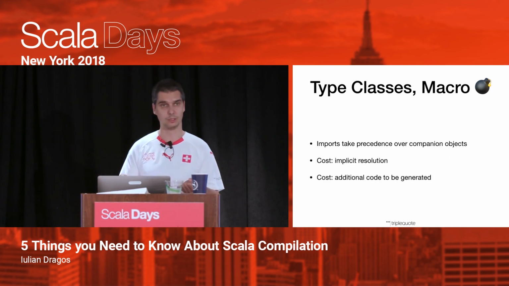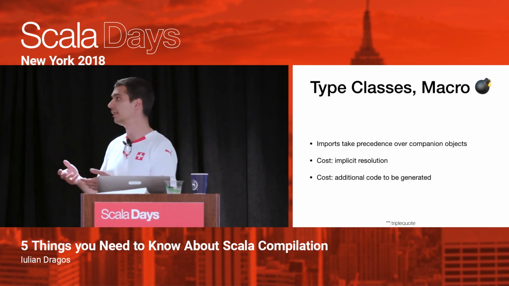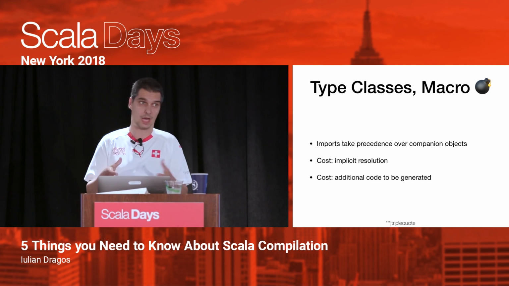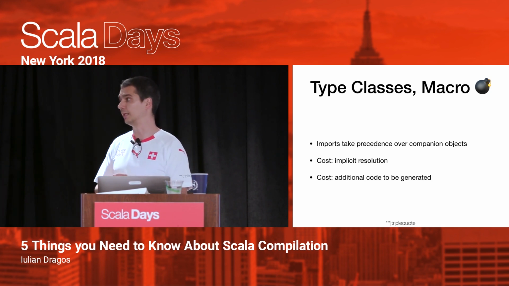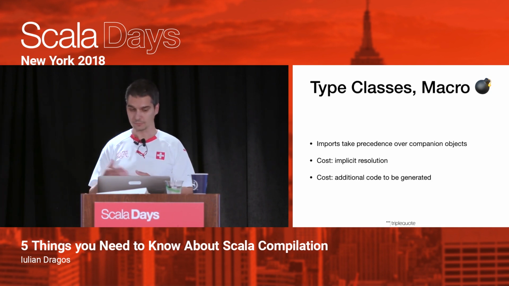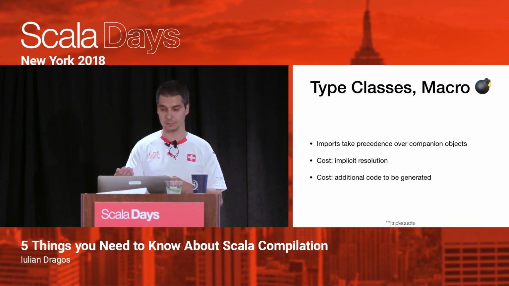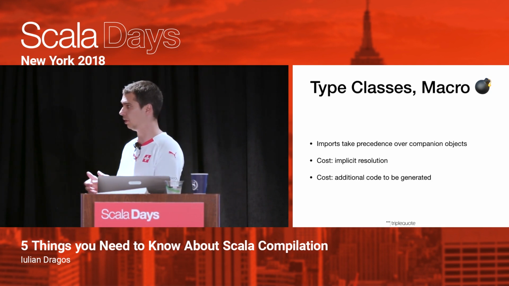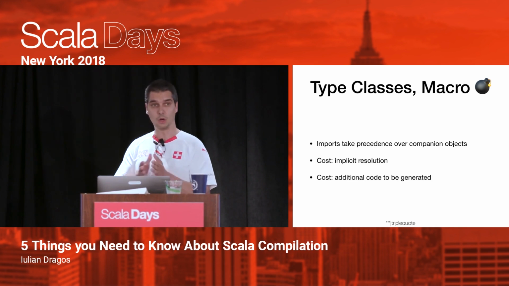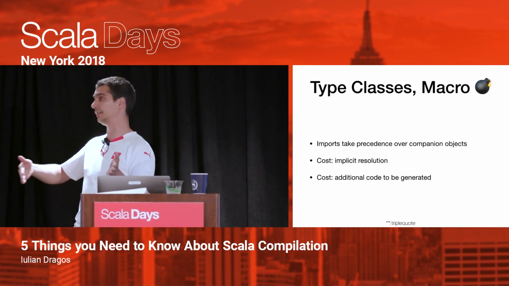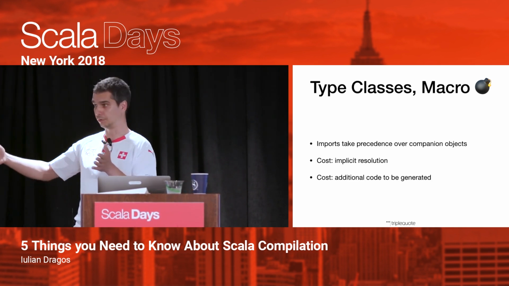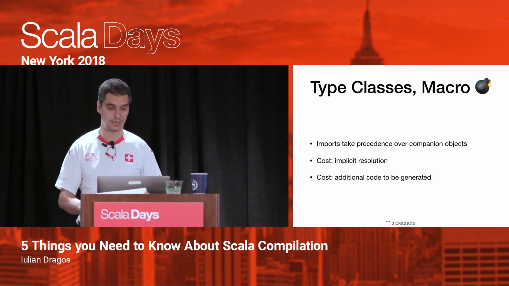So what the compiler will do is keep regenerating the same type class each time you need it, which can really explode your code size. So the cost is not only the implicit resolution time, which sometimes is slow, and macro expansion, but also the additional code that needs to be generated afterwards, all the way through the compiler pipeline to the code generation phase.